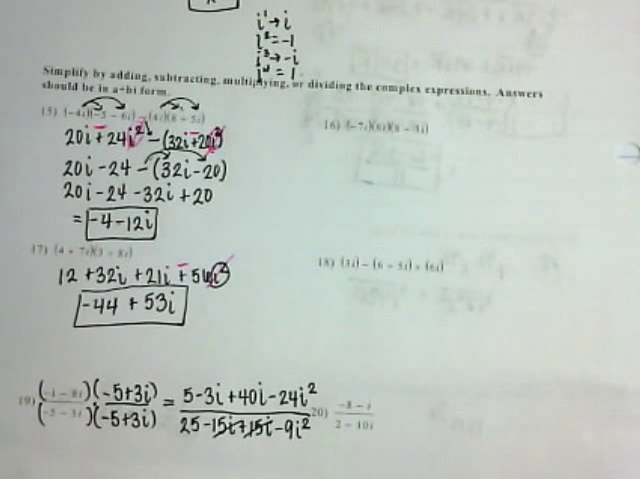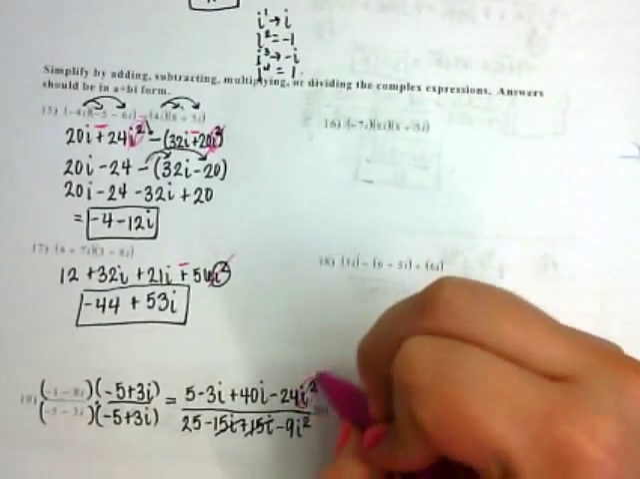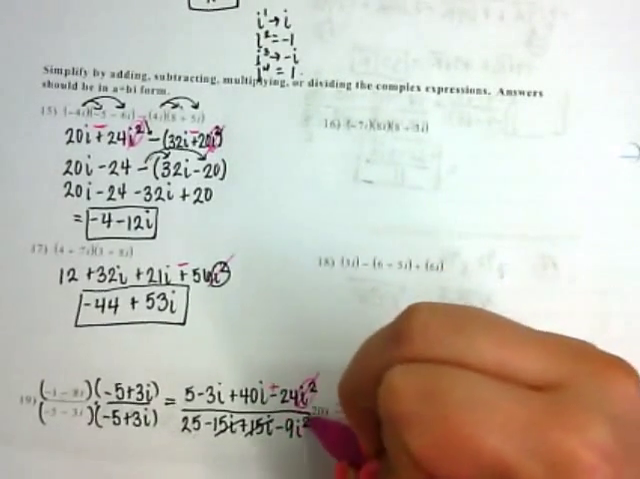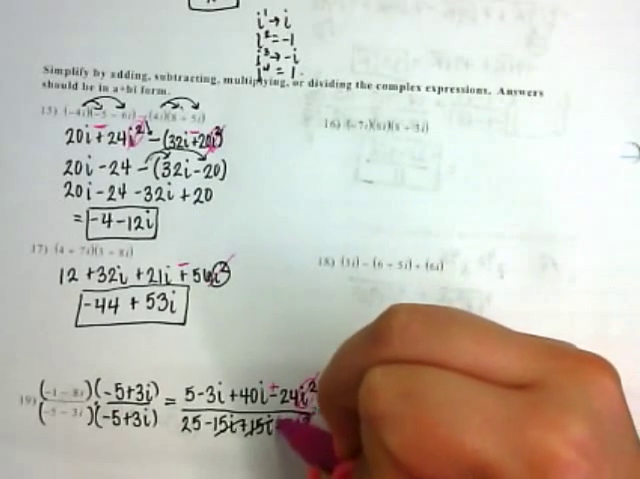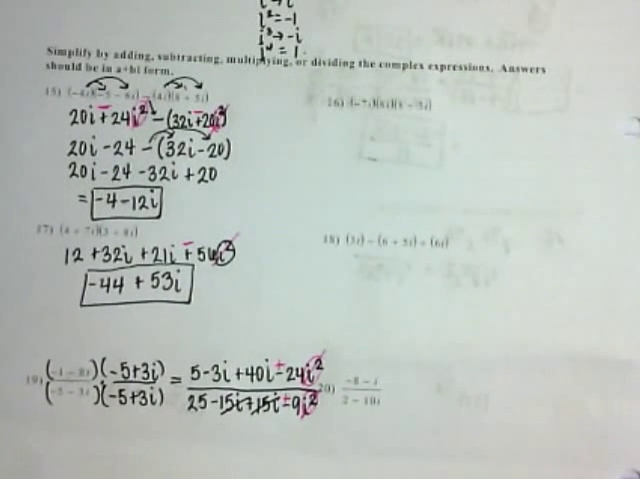Well, now what we want to do is take care of those i squareds. So i squared always equals negative 1. So cross it out and change the sign in front. Cross it out, change the sign in front. That will always happen because we're multiplying a number by a negative, which always changes its sign.